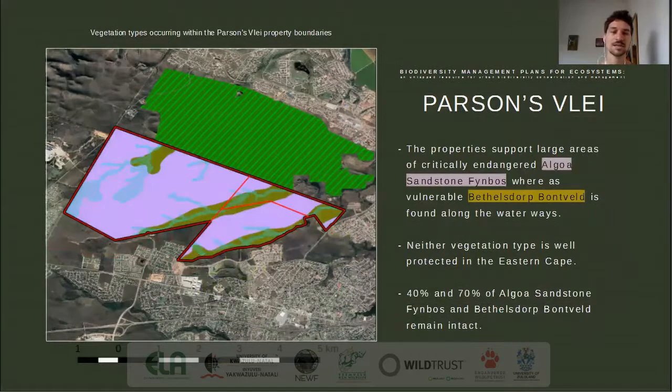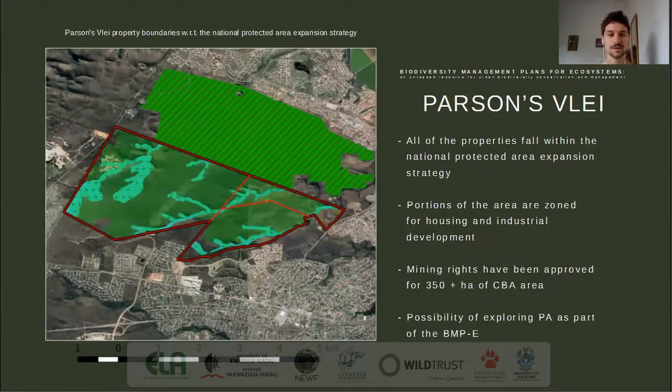The habitat in the Parsons Vlei is the critically endangered Algoa sandstone fynbos, as well as the vulnerable Bethelsdorp bontveld that's found along the waterways. Neither of these vegetation types are well protected in the Eastern Cape and require further conservation action. As such, the Parsons Vlei has been identified as an important area for the National Protected Areas Expansion Strategy.